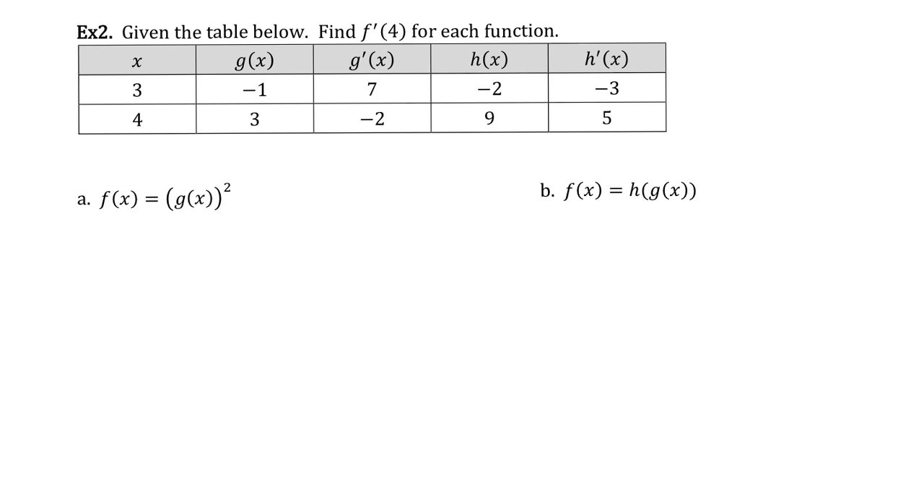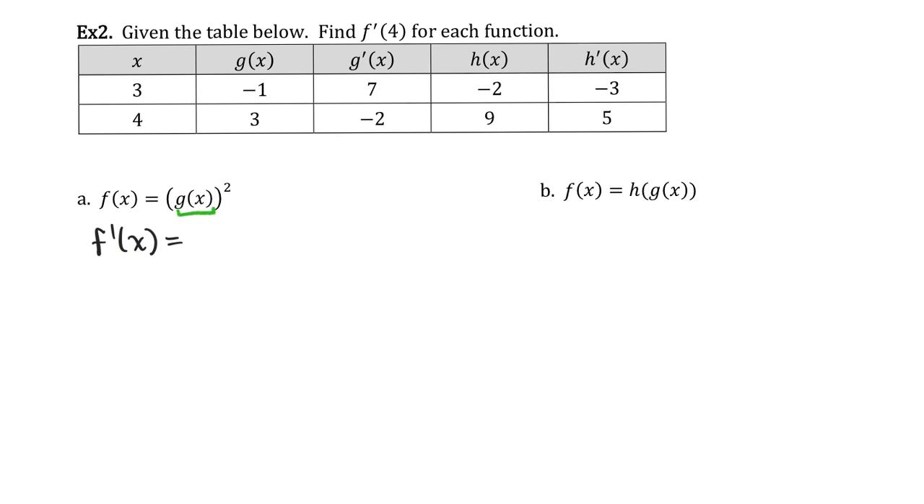Okay, let's do chain rule again, but this time we're going to use a table to evaluate chain rule. Okay, so A says f of x equals the quantity g of x squared, and they gave me a table with various values. So let's find the derivative, and I'm not going to worry about the 4 yet. Okay, so this says take g of x and then square it. So I'm going to take this thing and square it.